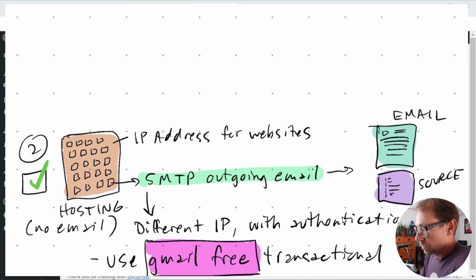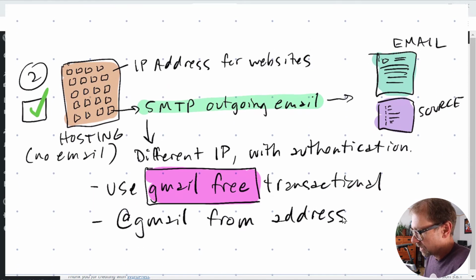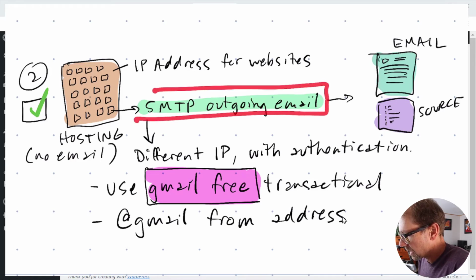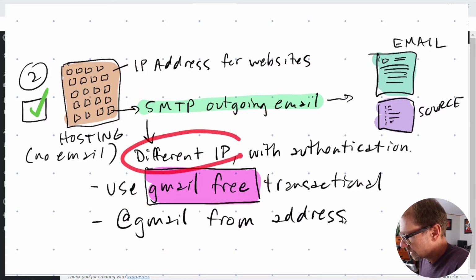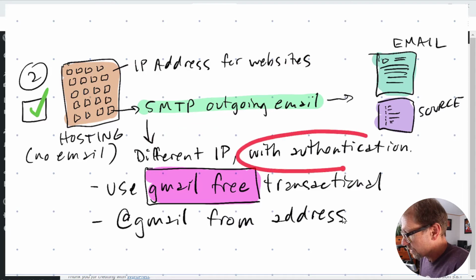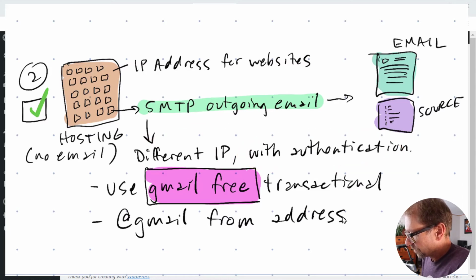And so if we go to the second type of setting up transactional email, if you use an SMTP plugin to set up a transactional email provider, and then what you do is use the Gmail free service, you are using a different IP, you are using authentication of your domain name for sending, but the from address is a Gmail address, and it makes it free and easy.